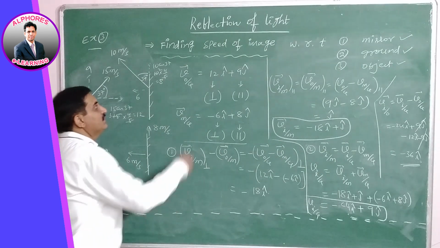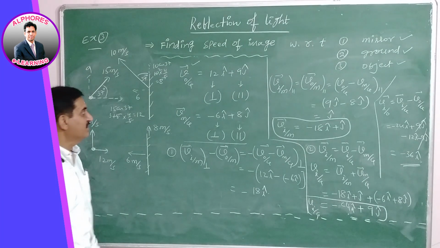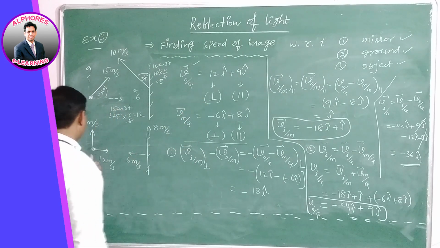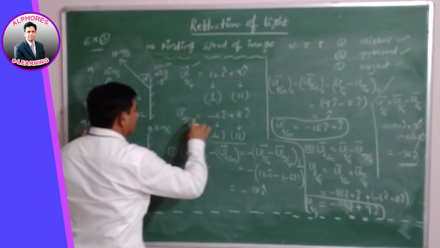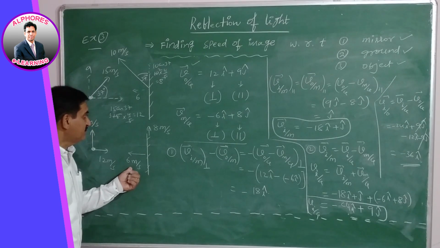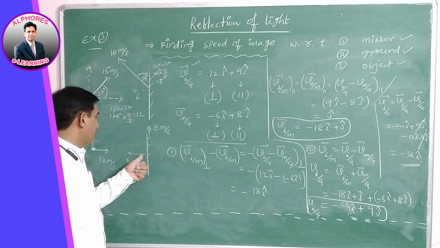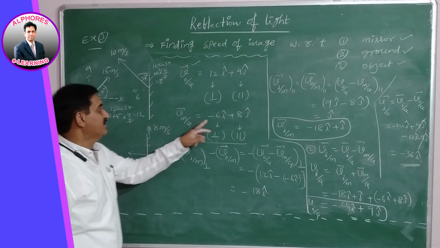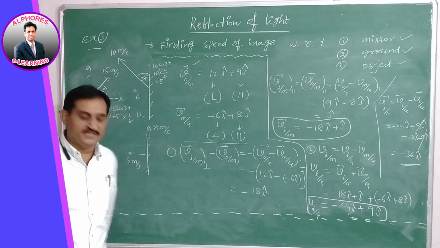Now here are the respective speeds in terms of vectors. Object with respect to ground is 12i plus 9j. So this is the perpendicular component, and this is the parallel component. Next for the mirror, minus 6i plus 8j. Minus 6i along the negative direction, so positive. This is the perpendicular component and this is the parallel component.